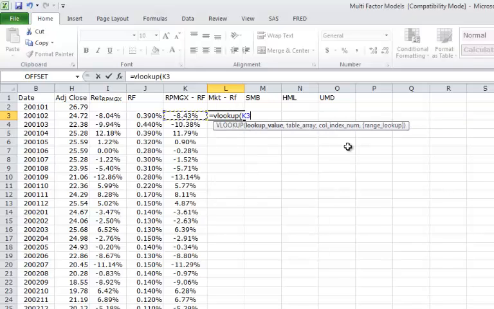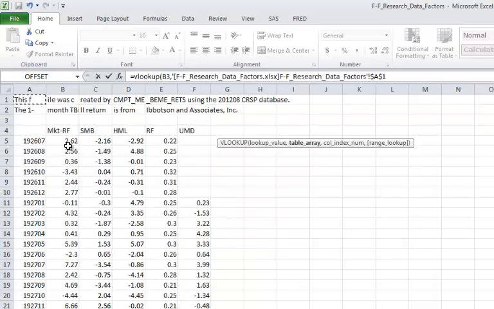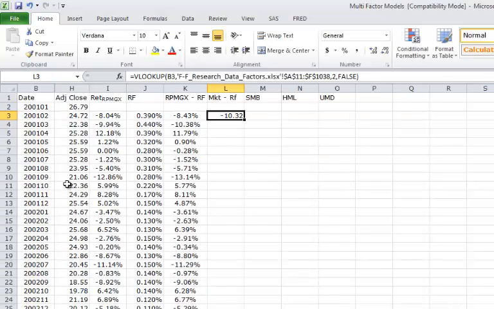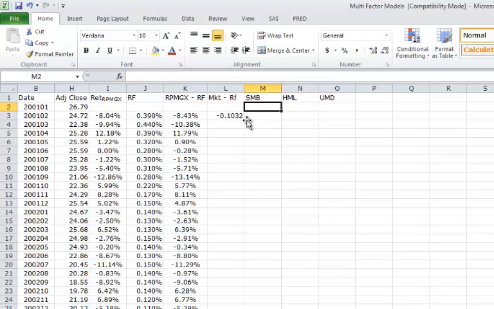Again, we're just going to use the VLOOKUP function. Look up that date in this table right here. But this time we're going to want the second column too, and also again false. Send that, and we have to divide it by 100 and send it on down the line.